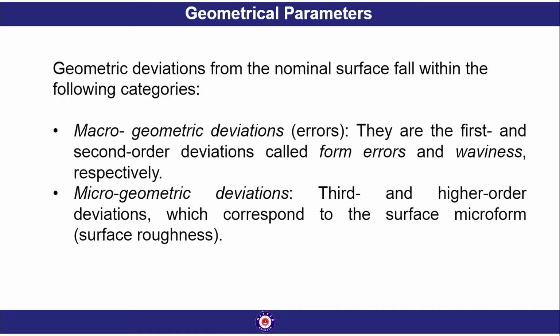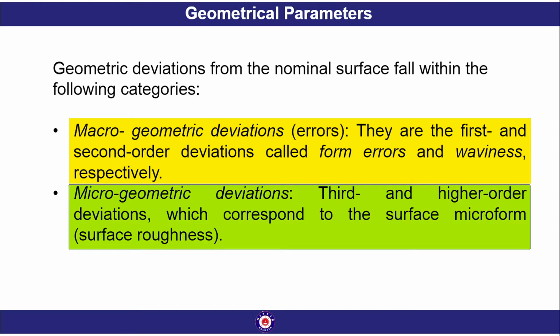The geometrical parameters can be divided into two broad categories from the nominal surface. These are macro geometric deviations, which are mostly errors. They are the first and second order deviations called form errors and waviness respectively. Then micro geometric deviations, third and higher order deviations, which correspond to the surface microform like surface roughness.